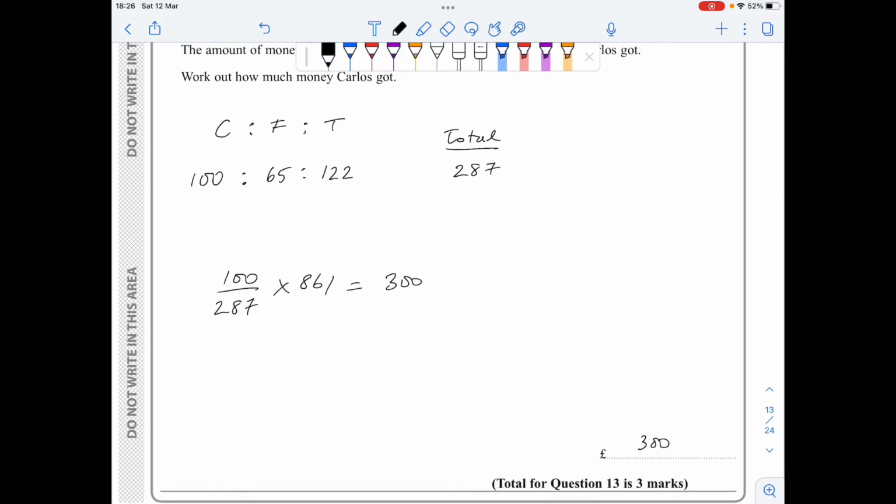Now note, instead of using 100 for Carlos, I could have used 1, which means that Flavia would get 0.65 and Tasia would get 1.22. In this case, the total would come out to be 2.87, and then using the same method would still give me £300.